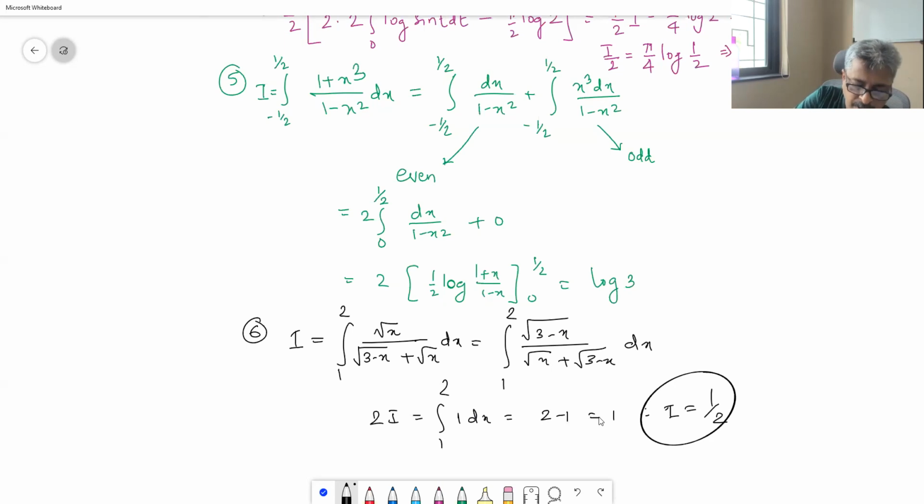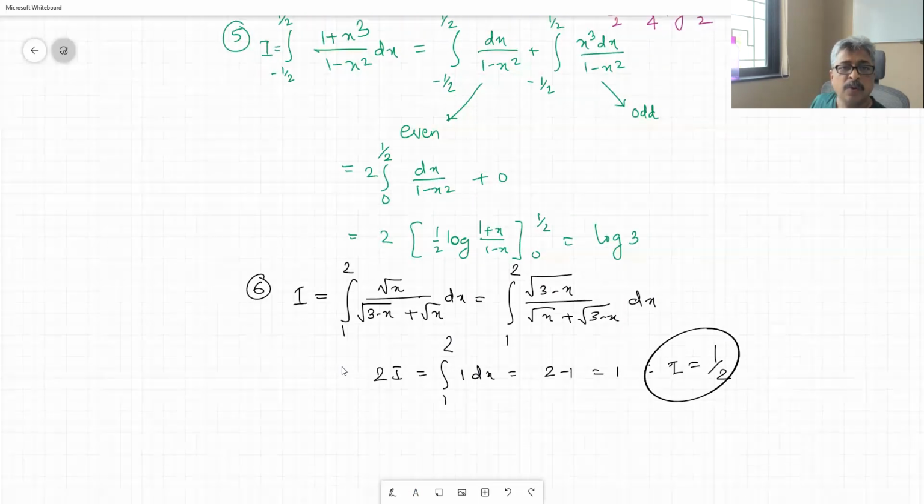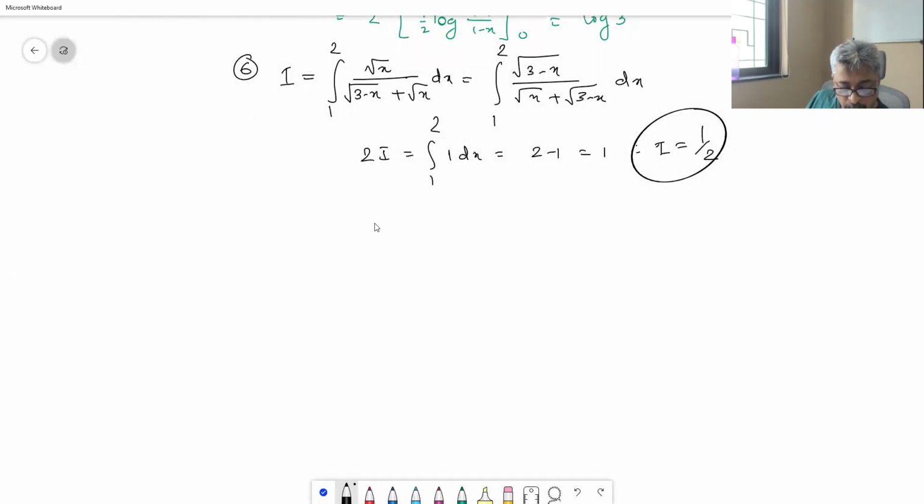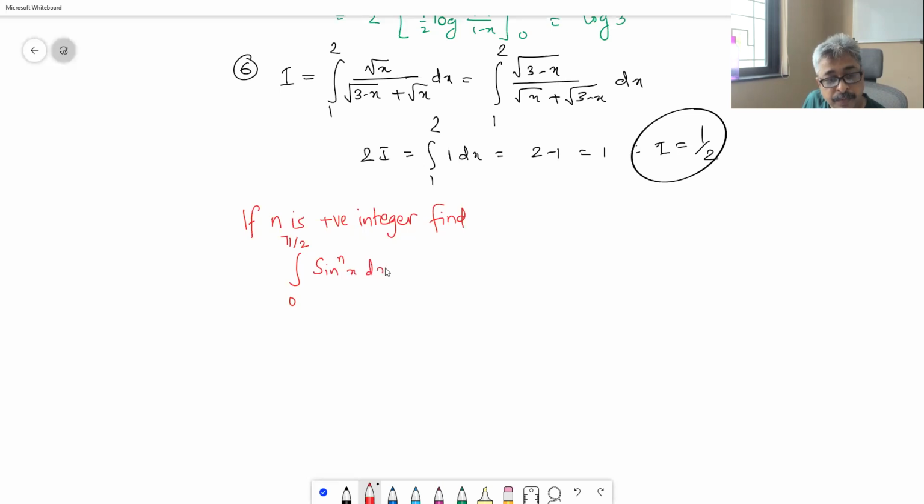Good. So this is the application of different properties of definite integral, right? Now let us look at some additional ones. If n is a positive integer, find integral 0 to pi by 2 sine raised to n x dx. Two cases, of course: n is even and n is odd, two different formulae.